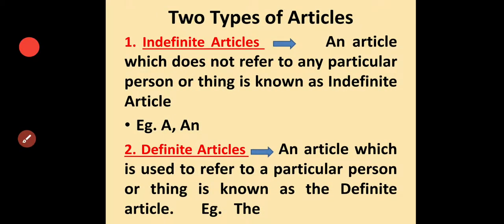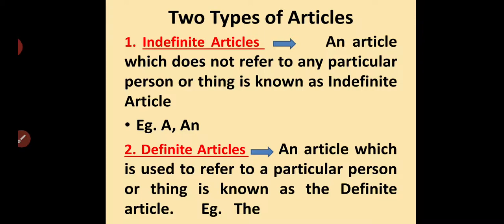Now let us look into the types of articles. A, an and the articles are divided into two types: indefinite articles and definite articles. Now let us look into the two types of articles. An indefinite article means an article which does not refer to any particular person or thing. For example, a and an are the indefinite articles. It is not something specific. We can say it generally or in common.